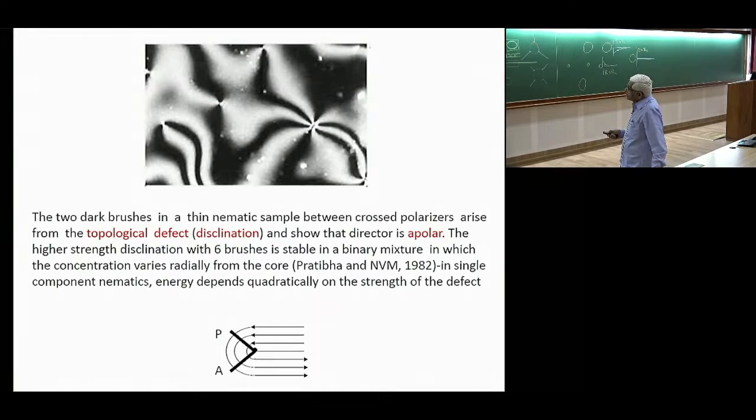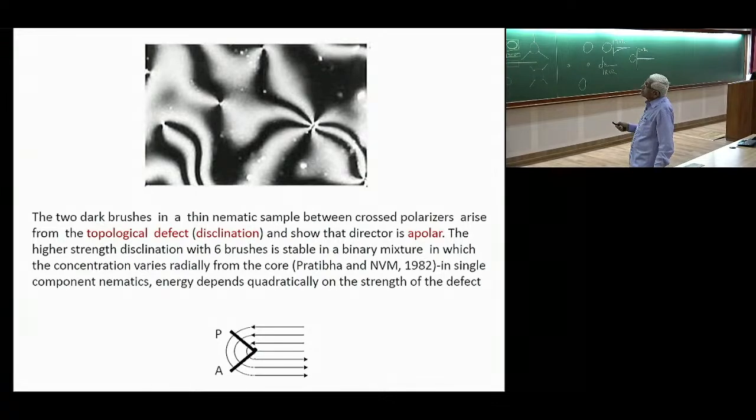You can get these two brush defects only if there is no distinction between the left arrow and the right arrow. If there is a distinction, you cannot get it. It's again a good exercise for you to figure out why it is so. And this particular photograph has an additional feature. Here there is a thing with 6 brushes. See, the strength of the defect depends on the number of brushes that you see. These are called half-strength defects.